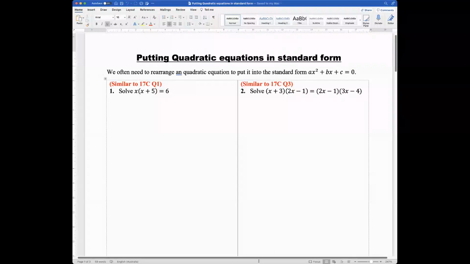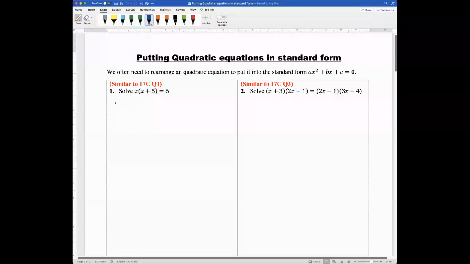Okay, so what we're going to look at now is solving quadratic equations which aren't in standard form. So what we're going to do here is make sure that the equation is in standard form, which is ax squared plus bx plus c equals 0, and then we can solve it. So let's have a look at the first one.